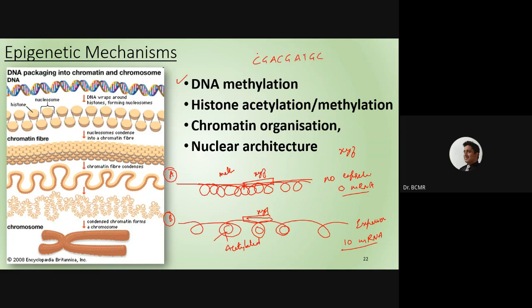CGA. Assume that there are 2 sequences like this, CGA, and one of them is methylated. I'm just representing it as the cytosines being methylated. The sequence is still the same, right? But because of methylation, there are consequences on gene expression, which we will see shortly. So this is an epigenetic mechanism.